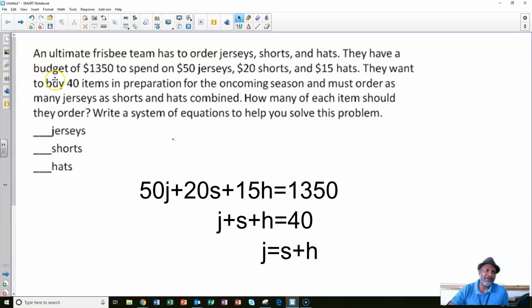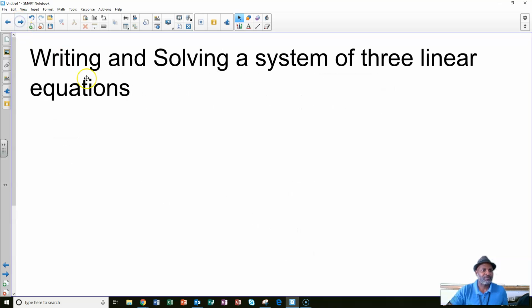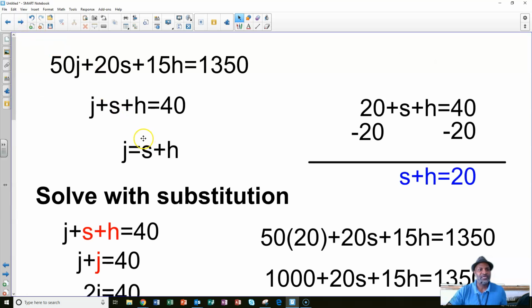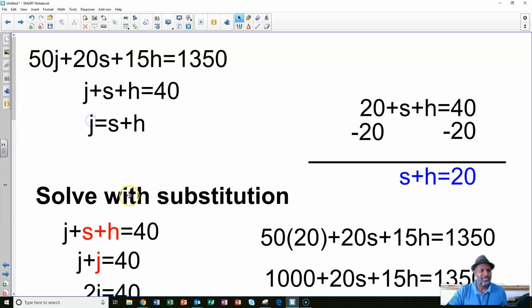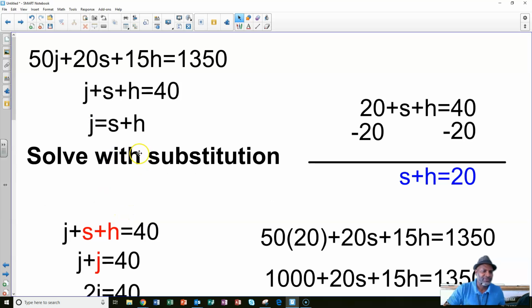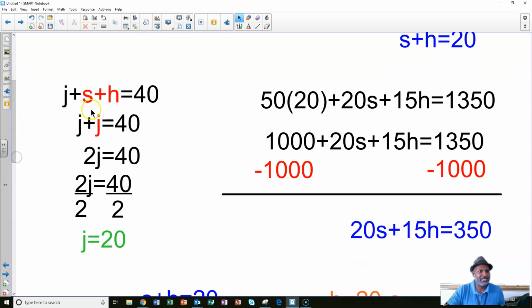Now, let's solve this system 3 different ways. Alright, let's take you through this. Here is my system again. And I've elected to solve it with substitution. First thing I notice is that I already have an equation solved for J. J is equal to S plus H. So that means this S plus H right here in the second equation, I can replace with J. So J plus J is 40.